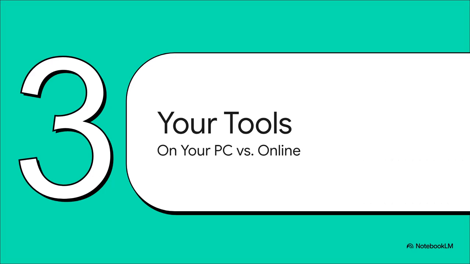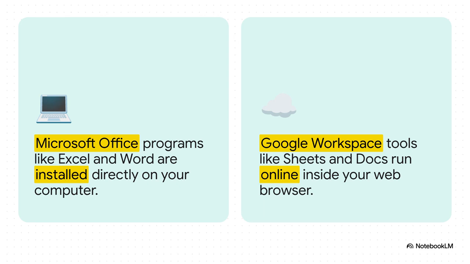Okay, so we've got our hardware and our software tools. But where do these tools actually live? Well, some are installed right there on your computer, but others live online, and you get to them using the internet. And this is a really important difference to get. A perfect example of this is thinking about Microsoft Office versus Google Workspace. Office programs, like Excel and Word, are usually installed right on your PC.